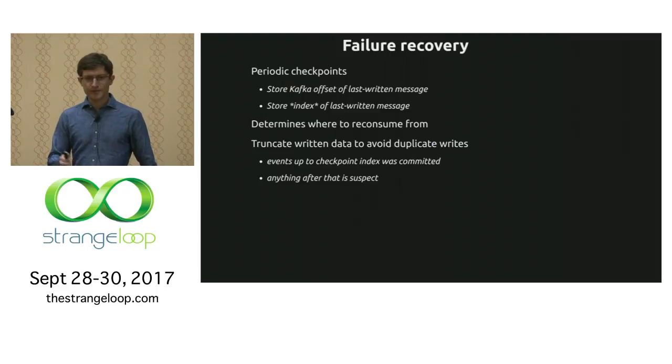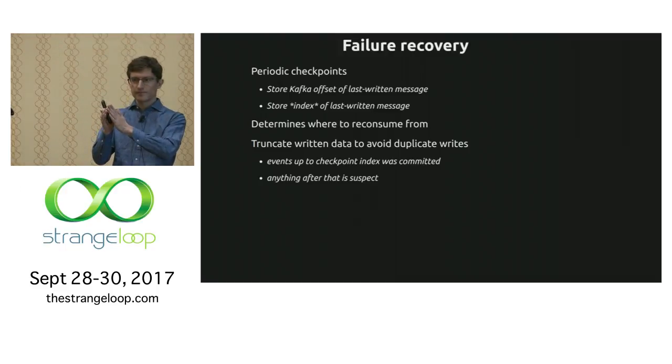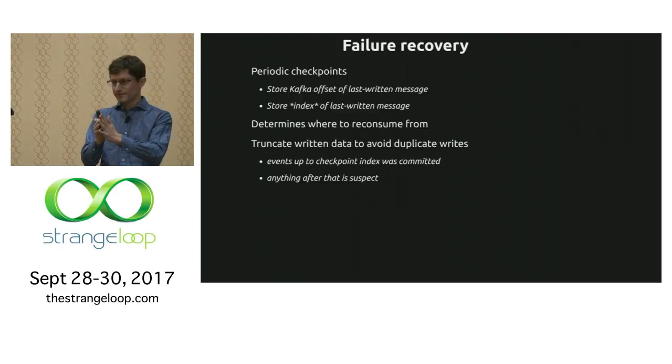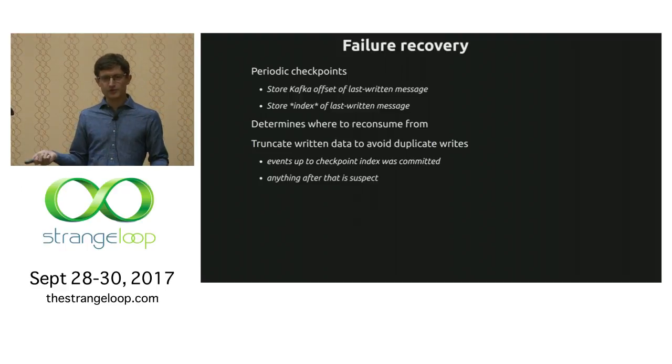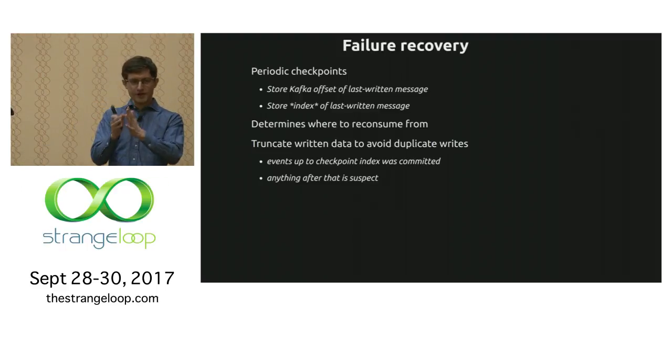So when we reconsume, we look at this checkpoint and we say, okay, this index checkpoint is the last message that I'm sure I finished writing. And anything after that point is suspect. So when we start up, we just take all those files and truncate them at the point where that index is. Between those two together, we know we've truncated to that point, we're reconsuming from the corresponding offset, so we're going to get all the messages that came since that point, and all the stuff we just deleted, we can continue writing.